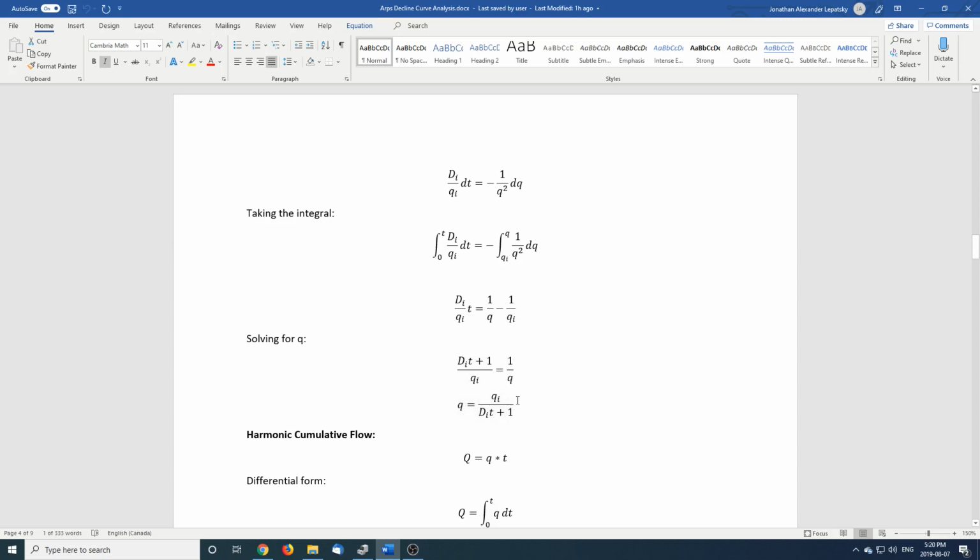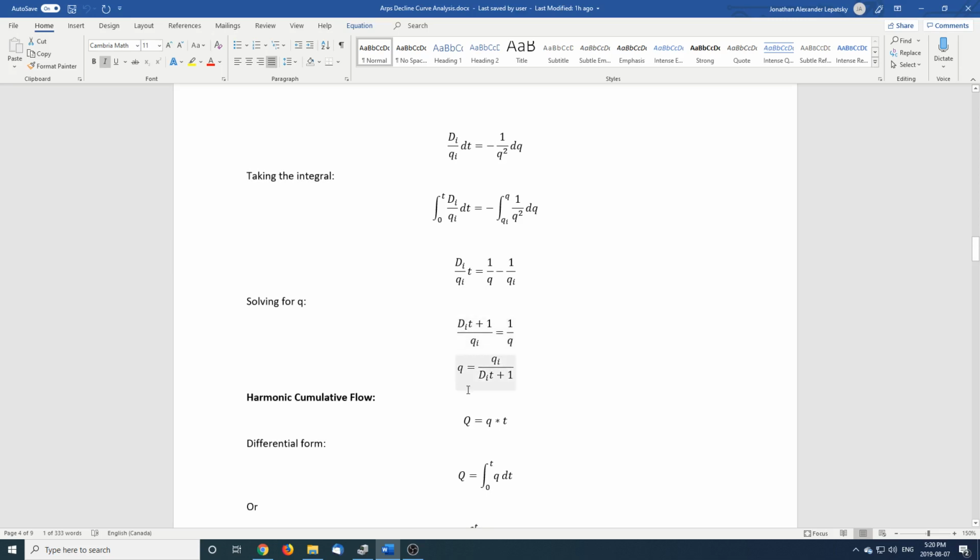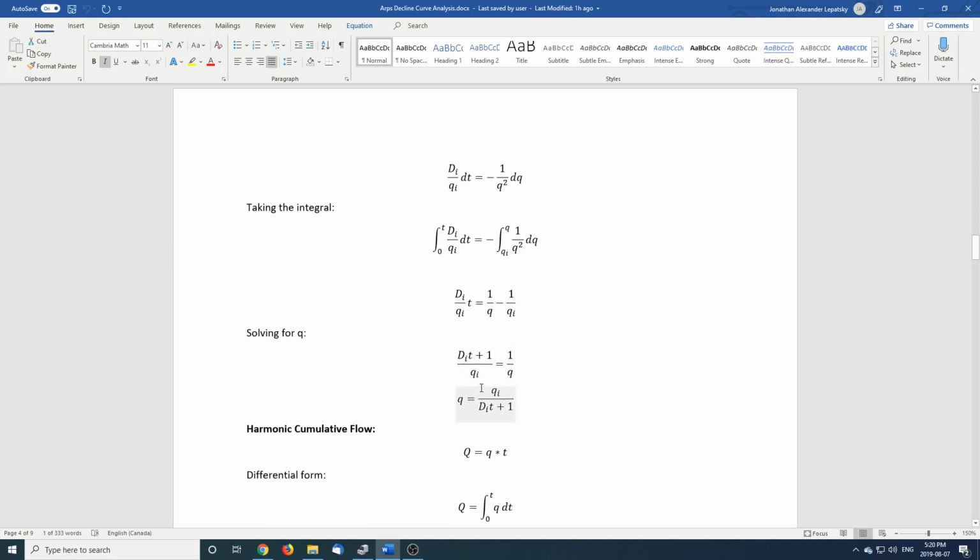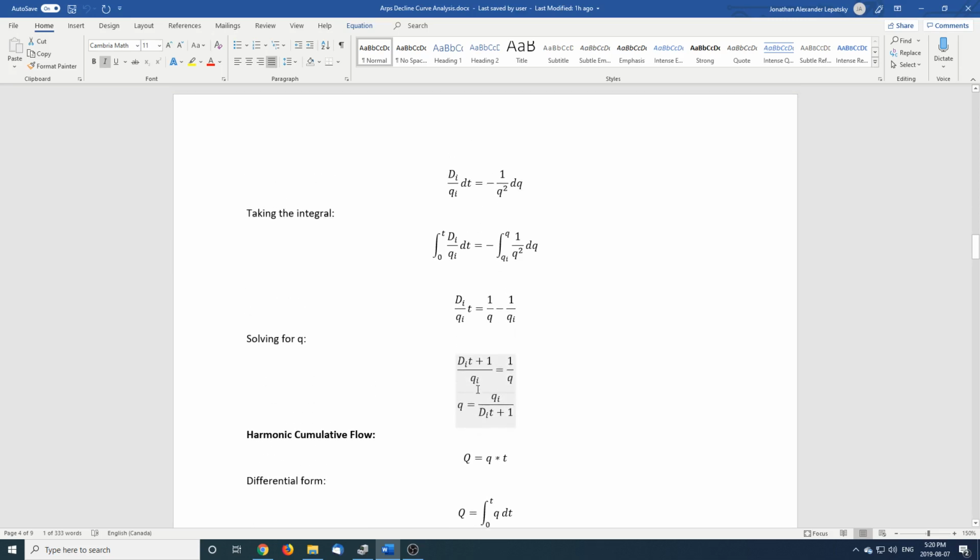And that is your flow rate equation for the harmonic case, where you've got flow rate versus time, and everything else is a constant or a known, because your initial conditions don't change, right? So di will only have one value and qi will only have one value because those are your initial conditions, and then q will depend on t in such a manner.